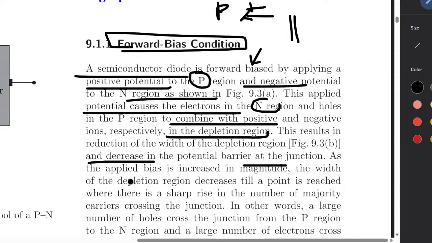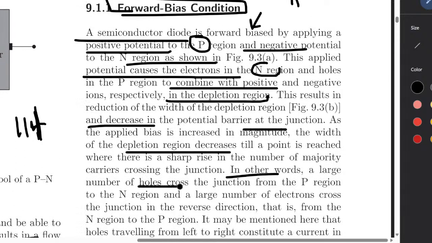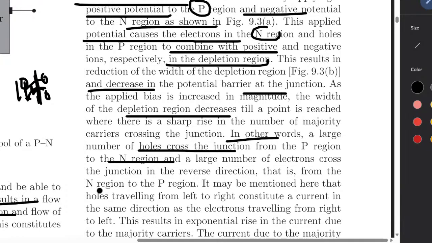As the applied bias is increased in magnitude, the width of the depletion region decreases, till at some point a large number of majority carriers cross the junction. In other words, a large number of holes cross the junction from the P to the N region. So we can see that a large number of holes cross the depletion region into the N region, and a large number of electrons cross the junction in the reverse direction, from the N region to the P region.